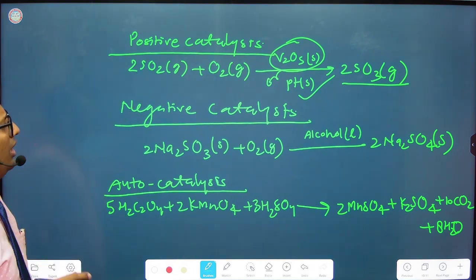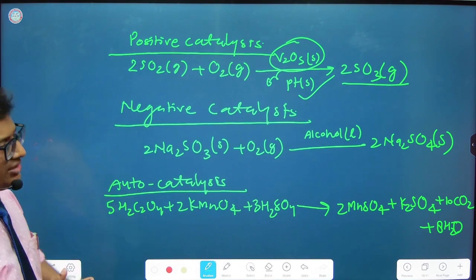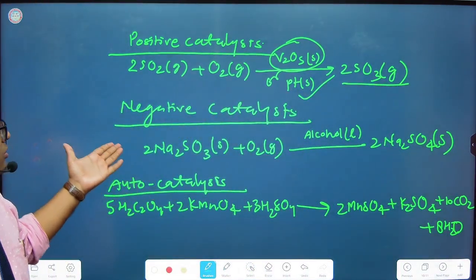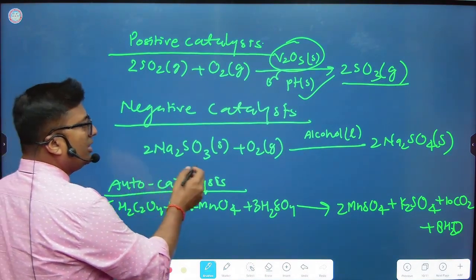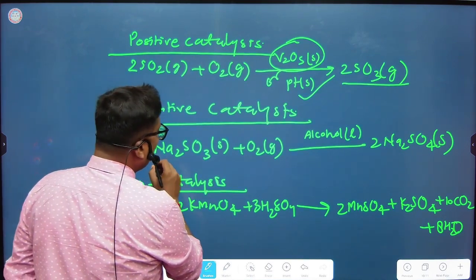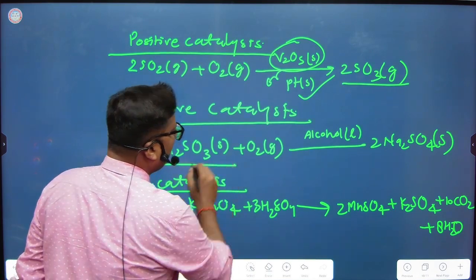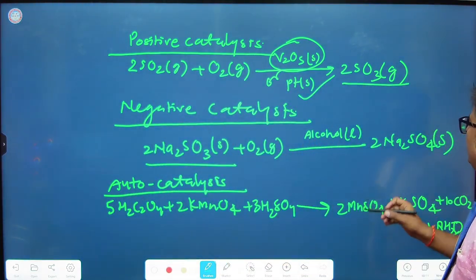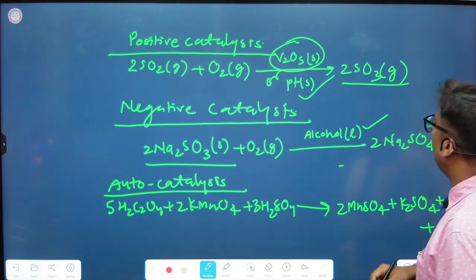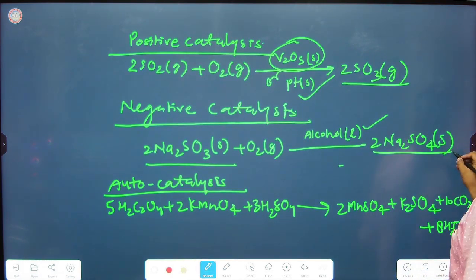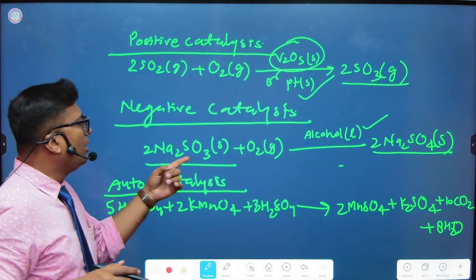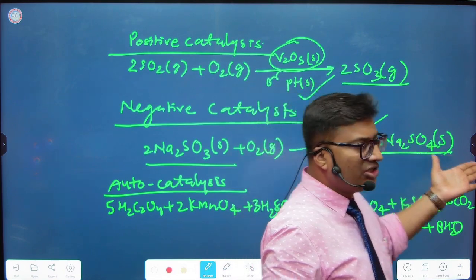Now another kind of catalysis is negative catalysis, which proceeds under the influence of a negative catalyst. Here we have adopted an example: 2 moles of sodium sulfite, 2Na2SO3, in the solid state, will react with oxygen gas in the presence of alcohol, in the liquid state. It forms sodium sulfate, Na2SO4, in the solid state. So here 3 phases are present in this reaction: solid, gas and liquid, and the product is solid.